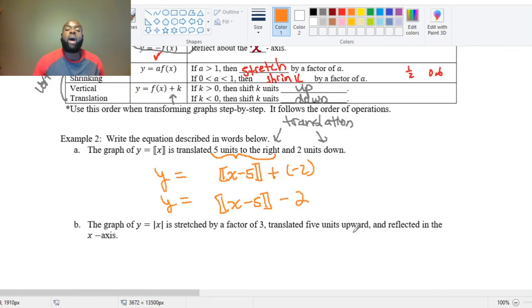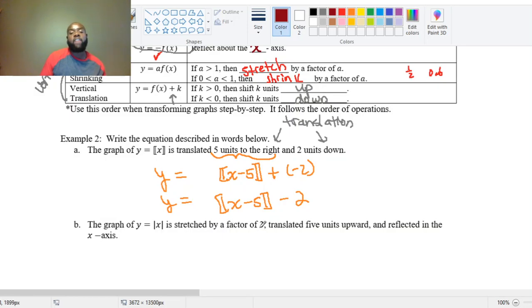It says the graph of y equals absolute value of x is stretched by a factor of 3, translated 5 units upward, and reflected in the x-axis. All right, so we're going to do each of these 3 things in order, and then we're going to come up with our function. All right, so we have y equals absolute value of x.